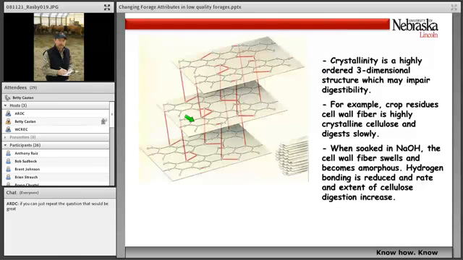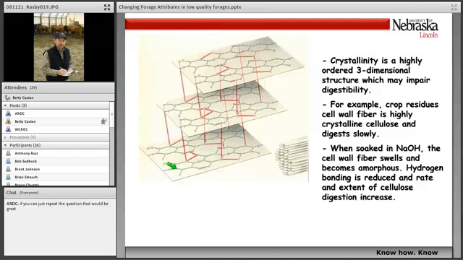So this is kind of a 3D schematic. Adam Strick put this together, but what it really illustrates is that as that plant matures, the structure of that cell wall becomes increasingly more rigid and tighter, and at least more difficult for the rumen microbes to come in and break it down.